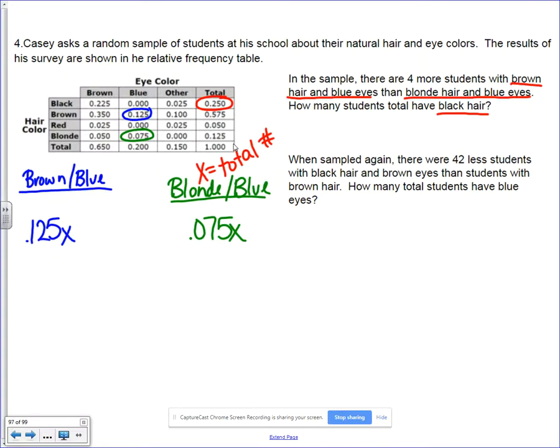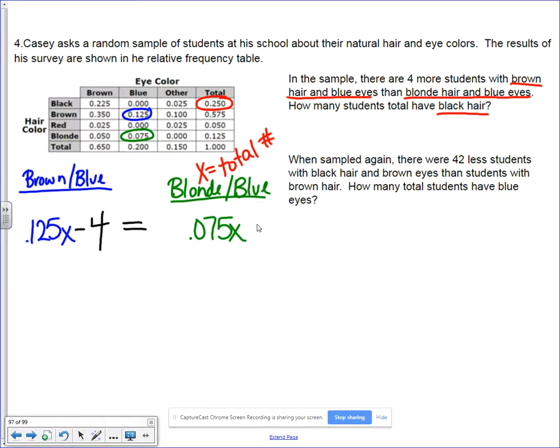Now it says there are 4 more students with brown and blue than blonde and blue. So if I wanted to set them equal, brown and blue have 4 more. So if I want them to be equal, I can do 2 things. I can either put a -4 over here to make them equal, or if you don't like that way, we can also put a +4 over here to make them equal. It doesn't matter. Okay, so I'm going to do it this way. I'm going to say if I take my brown and blue and subtract 4, it should be equal to my blonde and blue. And then we'll go ahead and solve.